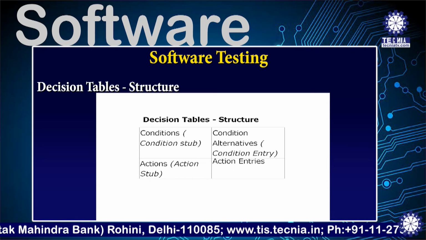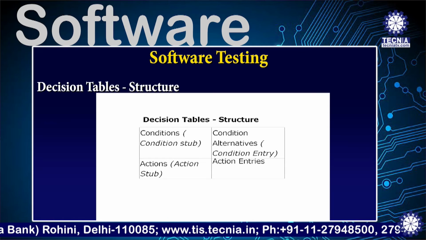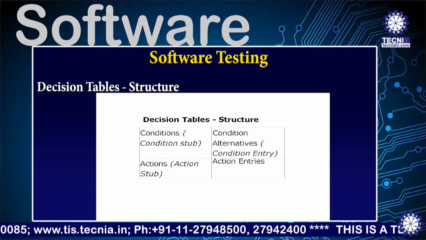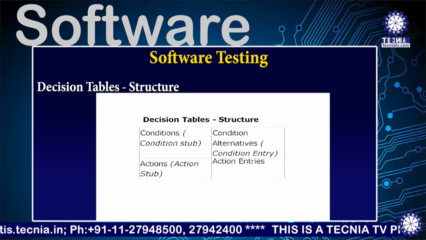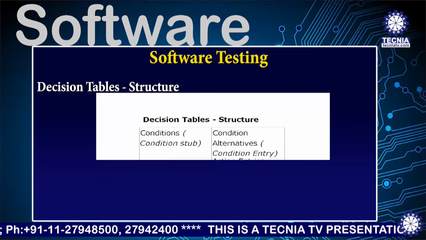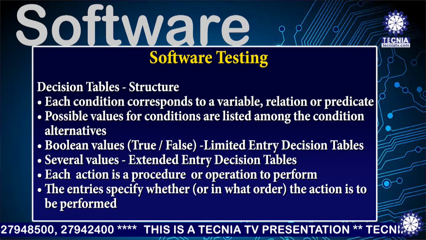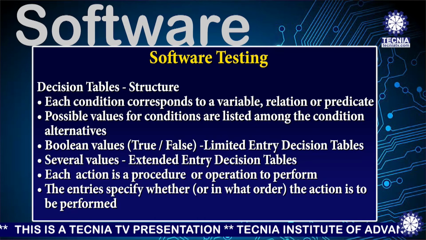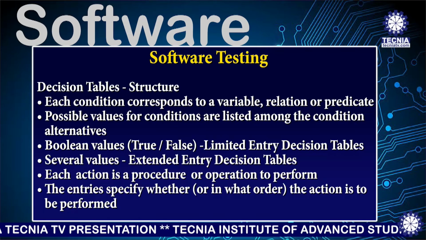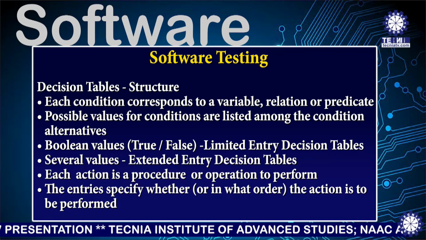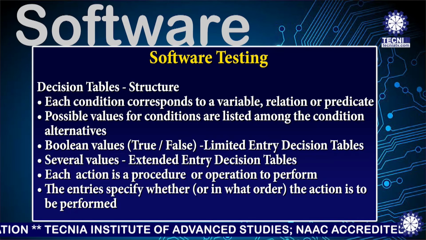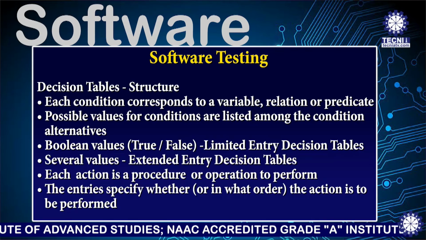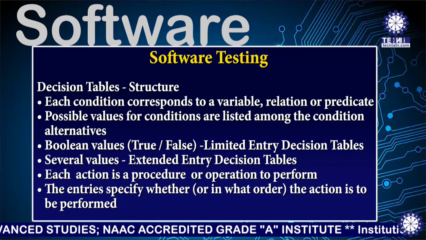Now friends, after understanding the structure of a decision table, let's try to understand what the conditions are which we mention in the decision table. In a decision table, each condition corresponds to a variable, relation or a predicate. And friends, possible values for conditions are also listed among the condition alternatives. In decision tables, we also write Boolean values. Boolean values means true values or false values.